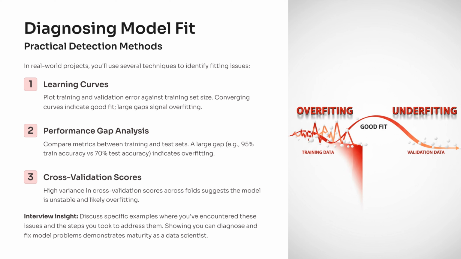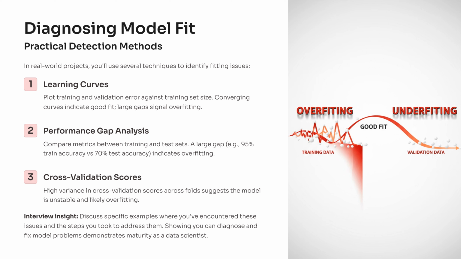Second, performance gap analysis. Compare metrics between training and test sets. For example, 95% accuracy on training but only 70% on test data. That's a clear signal of overfitting. A consistently low score on both sides usually means underfitting.